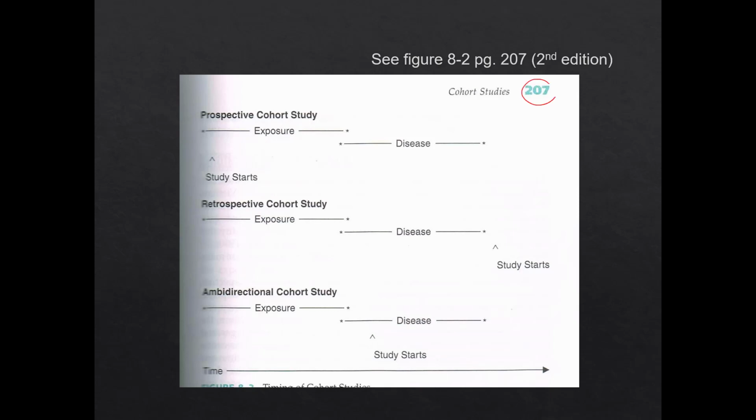This page number is from the 2nd edition, so your 3rd or 4th editions will have a different page number. But the idea here is that exposure predates the start of the study. Sorry, the start of the study is here, and exposure is going on. Retrospective: the exposure took place, the disease took place, and then the study starts. And then ambidirectional, where it's somewhere in here. We usually see evidence of the disease, and then we look back for exposure and look forward to see how the disease manifests itself.